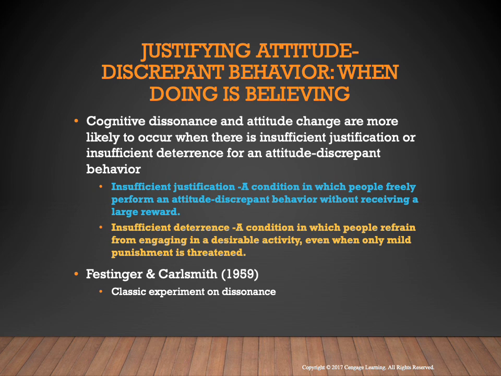Justifying attitude discrepant behavior: when doing is believing. Cognitive dissonance and attitude change are more likely to occur when there is insufficient justification or insufficient deterrence for the attitude discrepant behavior. Insufficient justification is a condition in which people freely perform an attitude discrepant behavior without receiving a large reward. Insufficient deterrence is a condition in which people refrain from engaging in desirable activity even when only mild punishment is threatened. These conditions were shown in a classic experiment of cognitive dissonance done by Festinger and Carlsmith in 1959.